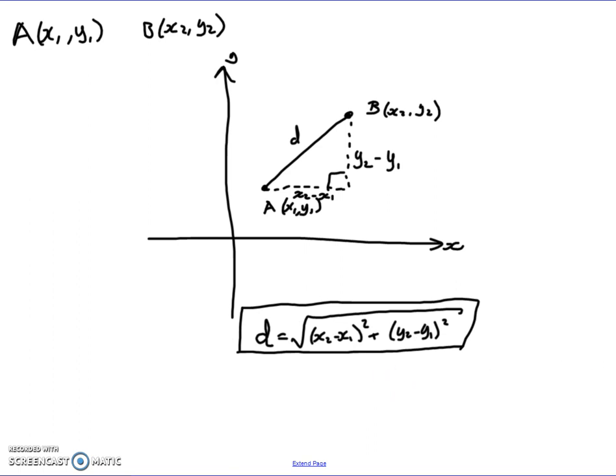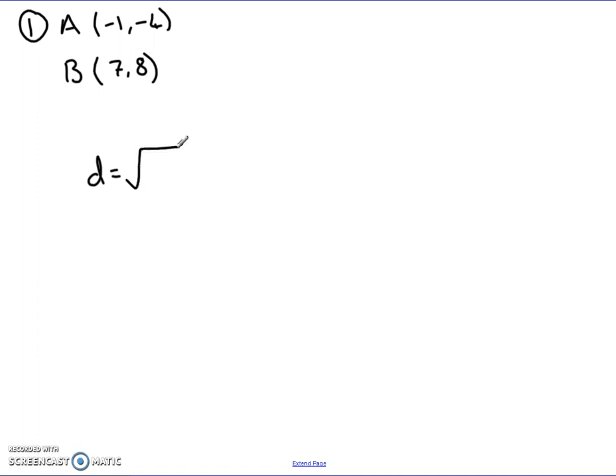So, let's have a look at how we would work this. Imagine I've got 2 points, so let's take an example here. I'm going to say that I've got a point A, which is located at (-1, -4), and I'm going to tell you I've got the point B, which is located at (7, 8). And I want to know the distance between A and B. Well, in order to do this, we'd think of the formula that we're after.